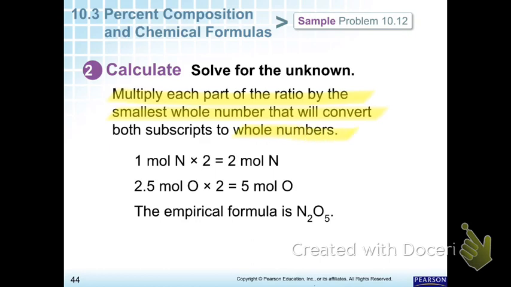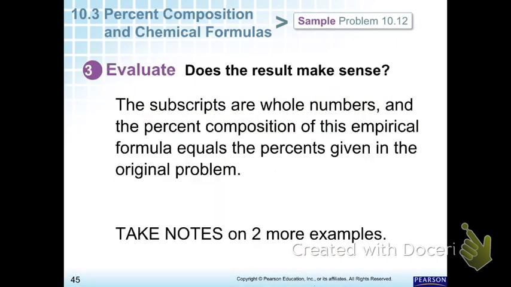So really what you're going to have to do is just say times 2, times 3, times 4, times 5. In this case, you can multiply times 2 and get whole numbers, because 1 times 2 is 2, 2.5 times 2 is 5. So your empirical formula now is N2O5. So when the subscripts are whole numbers, you're done. And that would be the empirical formula. Take notes on 2 more examples.